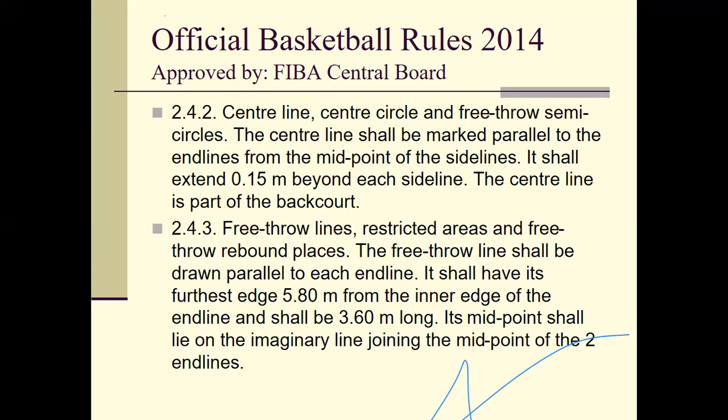And then we have our free throw lines, restricted areas, and free throw rebound places. The free throw line shall be drawn parallel to each end line. It shall have its furthest edge at 5.8 meters from the inner edge of the end line and shall be 3.6 meters long. Its midpoint shall lie on the imaginary line joining the midpoint of the two end lines. If you read these things, it sounds confusing, but as soon as we add the diagram, it's going to be much easier to understand.